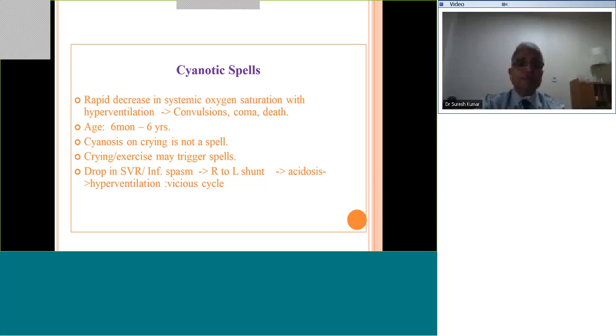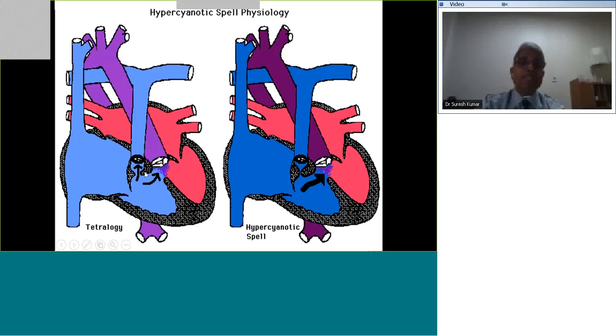This is a simplistic illustration of the mechanism of hypercyanotic spell. You can see that there's a tetralogy here. Here is a large VSD, here is an overriding aorta, and here there is an infundibular stenosis. And during the spell, the infundibulum has clamped shut, and there is greater right to left shunt which is occurring into the aorta.